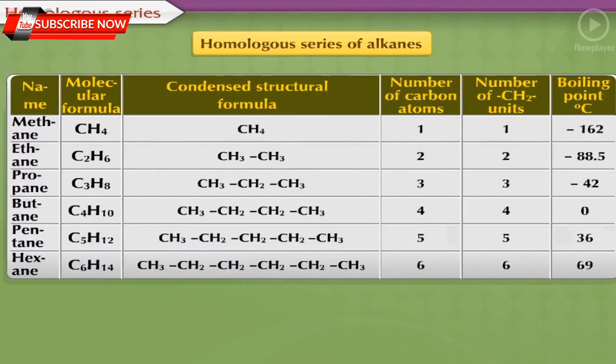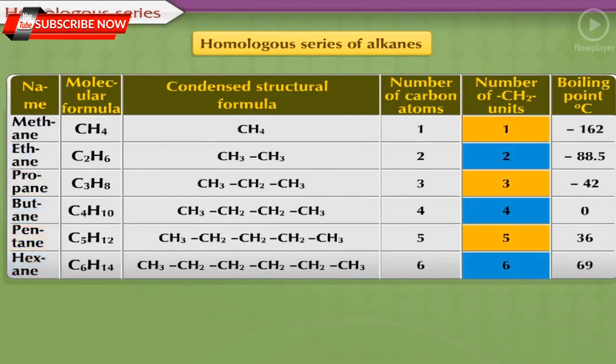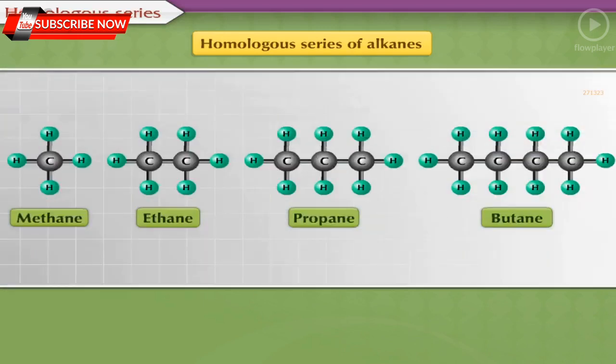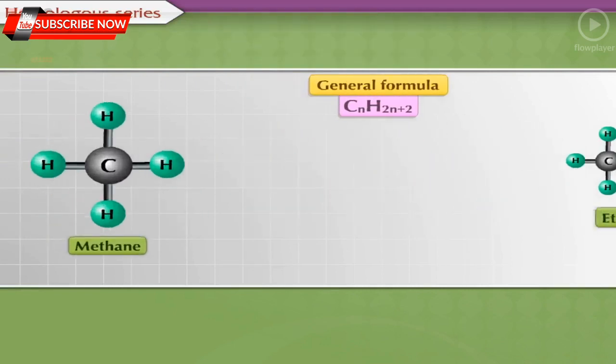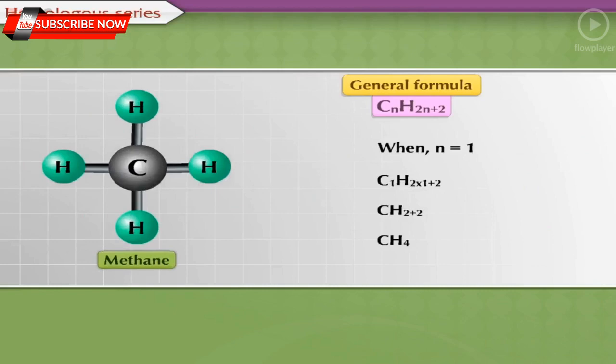The first two members of the homologous series of alkanes, that is methane and ethane, differ by one CH2 unit. Similarly, the other consecutive members, that is ethane and propane, propane and butane, butane and pentane, and pentane and hexane differ by one CH2 unit. From this, we understand that the family of alkanes is a homologous series and has the general formula CnH2n+2. In this general formula, the value of n of the first member of the alkane series is 1.